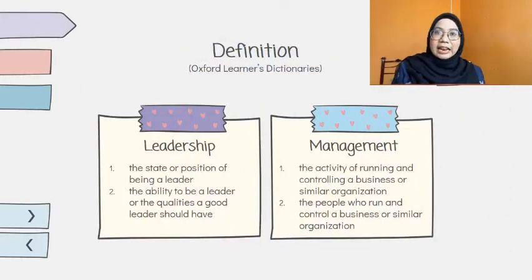First of all, let's look at the definition of leadership and also management according to Oxford Learners Dictionaries. The first definition of leadership is the state or position of being a leader. And the second definition is the ability to be a leader or the qualities a good leader should have. While the definition of management, on the other hand, is the activity of running and controlling a business or a similar organization. And the second definition is the people who run and control a business or similar organization.